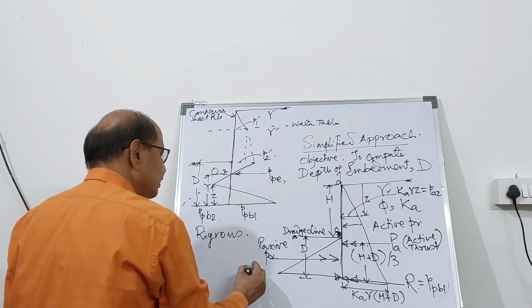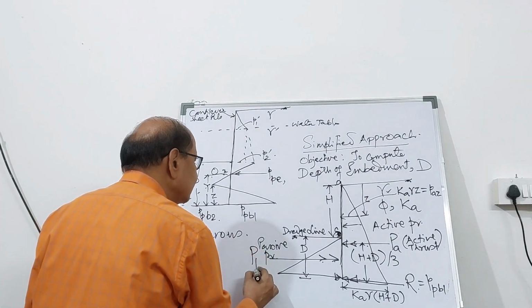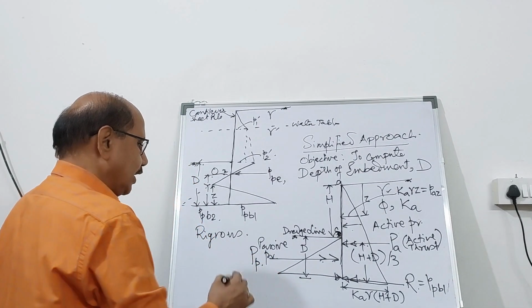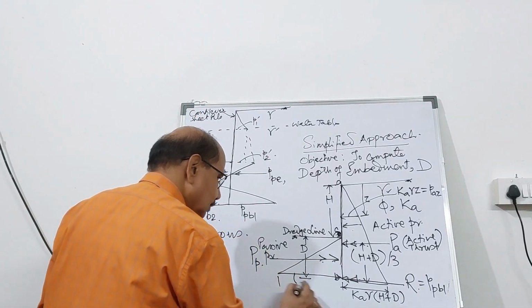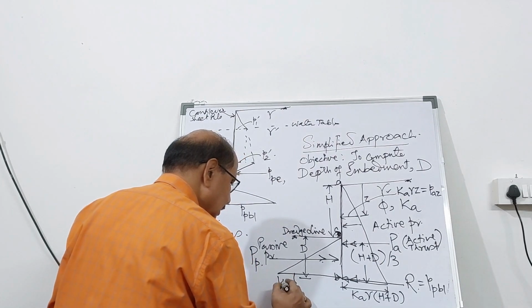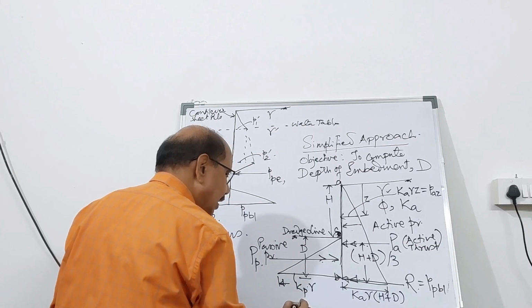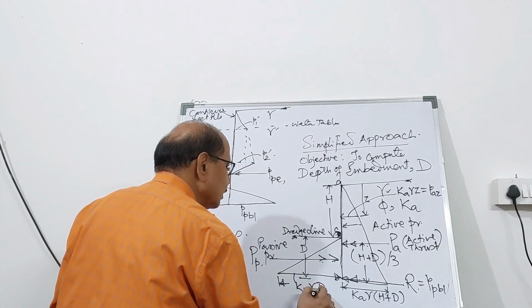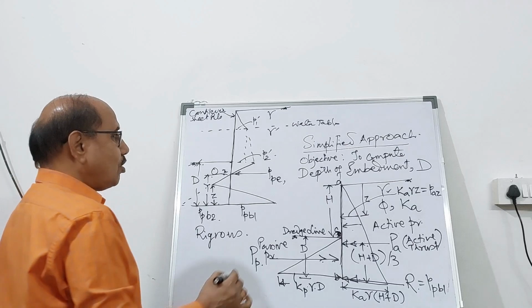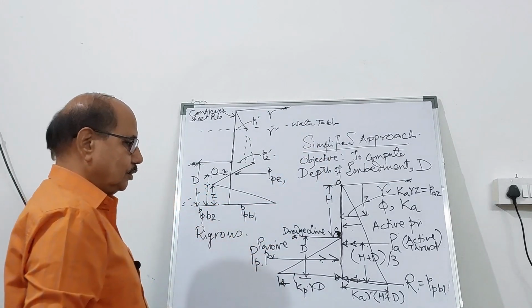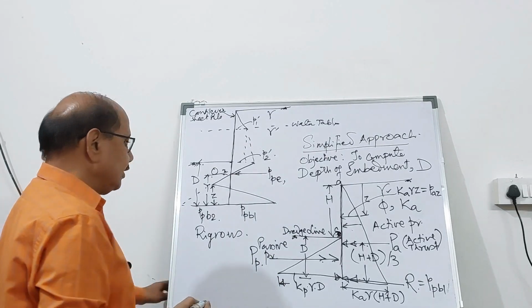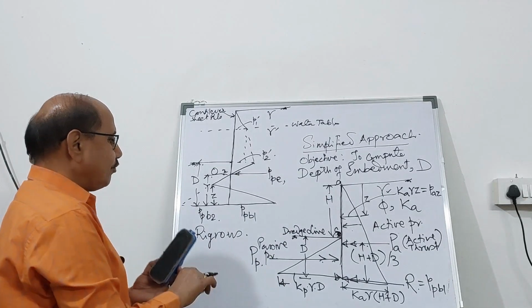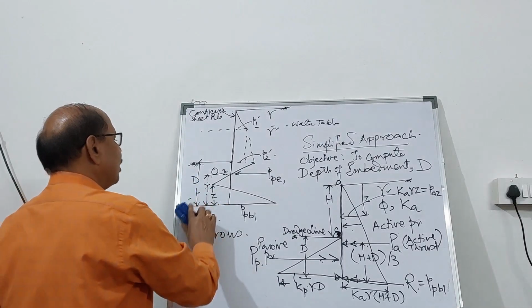And this becomes the resultant of passive thrust. So the area of the pressure distribution diagram, and this will be at the bottom, this pressure is taken as Kp into gamma, the unit weight, into D. So this is called the simplified approach. And this approach will give you the depth of embedment. It is quite simple.